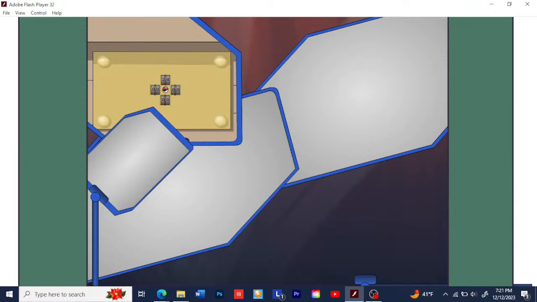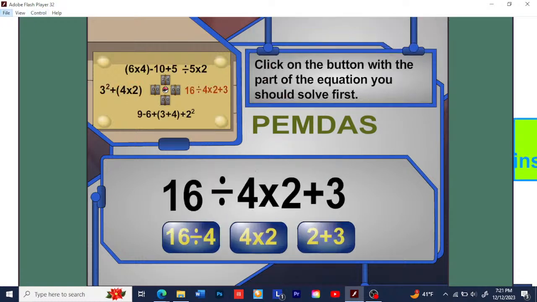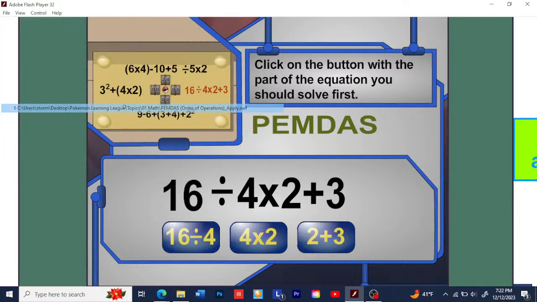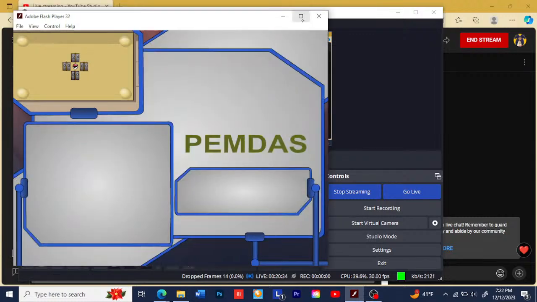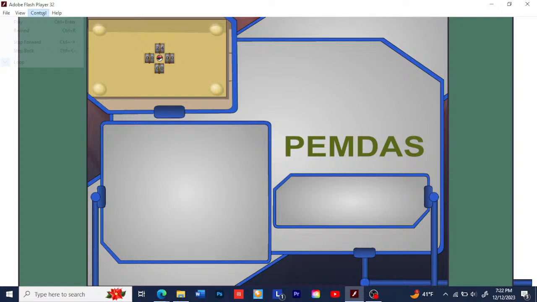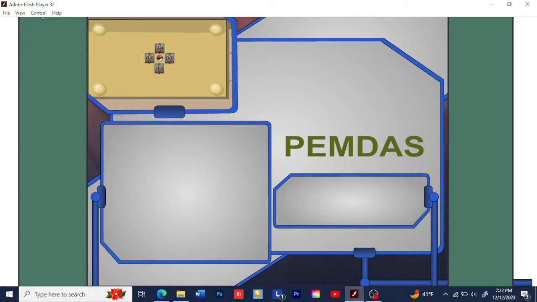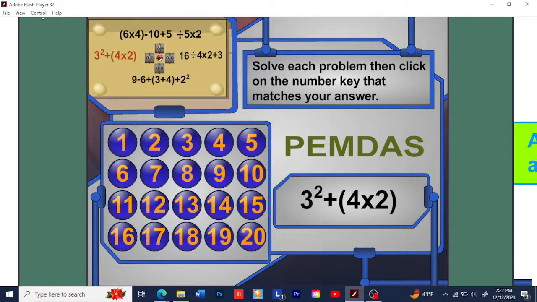Take a look at the puzzle. Highlight and click on the part of the math problem you should solve first. Here's the puzzle. Here's the puzzle. Start with the first math problem. You might need scrap paper and a pencil to solve it. After you solve each problem, click on the key that matches your answer.